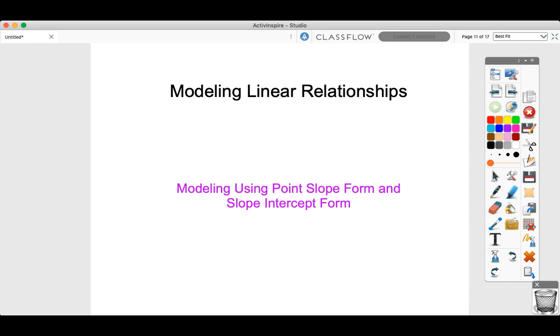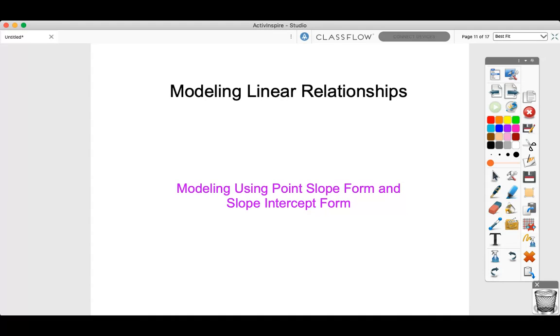New week, new stuff. So this week we're going to be modeling linear relationships. This is kind of an extension of what we did a couple weeks ago. This first part I'm going to breeze through a little bit. We're going to be modeling using point slope form and slope intercept form. Again, we know how to write these. We know how to write equations of lines in point slope form. We know how to write them in slope intercept form. So now we're just going to take some situations and use these forms to model our functions.